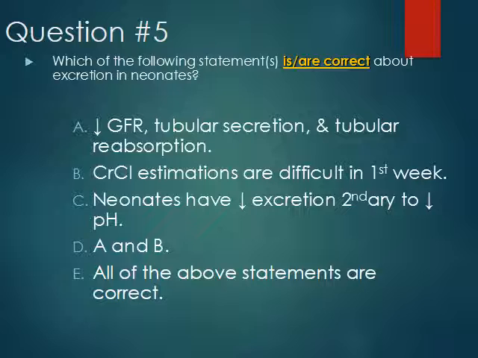Neonates are going to have decreased excretion secondary to decreased pH. That one is also going to be true here as well, because more medications are going to be on the weak acid side, and because you have a lower pH, they tend to be more in that unionized state, and thus they have an easier time being reabsorbed through the renal tubule. So you would end up getting more of it recirculated into the body and less excretion. So in this case, all of the above statements would be correct.